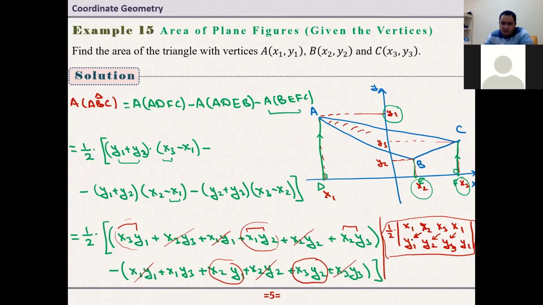Okay, and also memorize this, so easy. x1, x2, x3, x1, y1, y2, y3, y1. If it is a quadrilateral, it has 4 vertices: x1, x2, x3, x4, x1, y1, y2, y3, y4, y1. If it is a pentagon or hexagon, just continue like this. Okay?